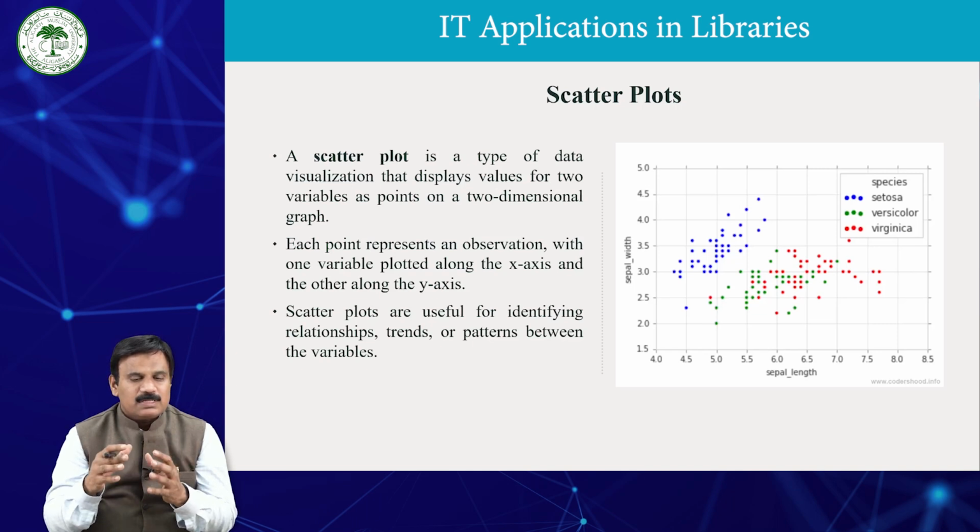A scatter plot is a type of data visualization that displays values for two variables as points on a two-dimensional graph. Each point represents an observation with one variable plotted along the x-axis and the other along the y-axis. Scatter plots are very useful for identifying relationships, trends, and patterns between the variables. You will find the picture of scatter plots.